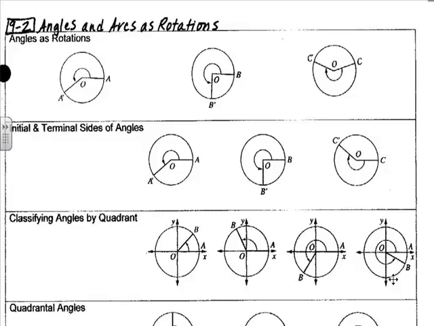First thing I need to tell you is, from here on out, when we're talking about angles as rotations, when we go counterclockwise, that is considered to be a positive rotation. So when we go clockwise, that is a negative rotation. So that's something to think about.